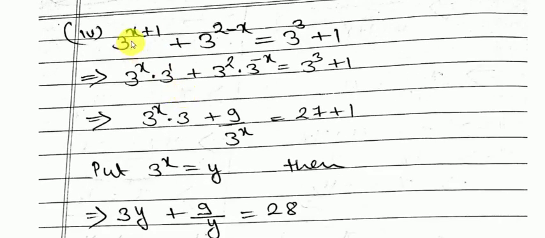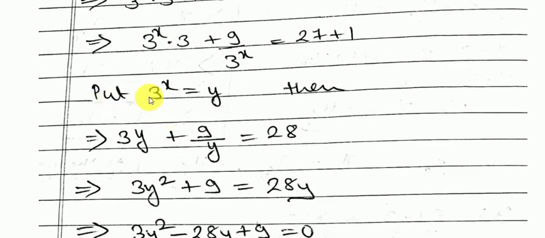3 to the power x plus 1 plus 3 to the power 2 minus x equal to 3 to the power 3 plus 1. So this can be written as 3 to the power x into 3 to the power 1, plus 3 square into 3 to the power minus x, is equal to 3 cube plus 1. Now this 3 to the power minus x can be written as 3 square, which becomes 9, upon 3 to the power x. This 3 cube means 27, plus 1.